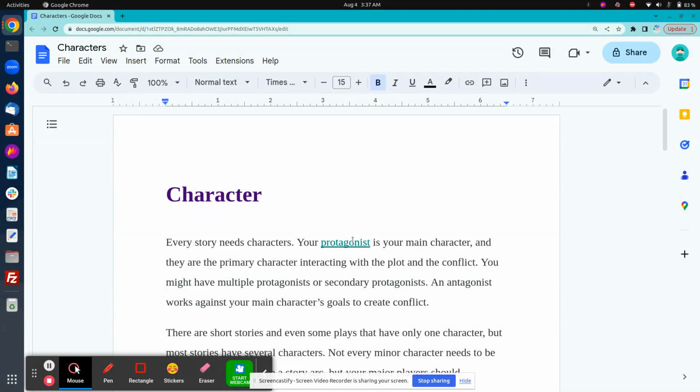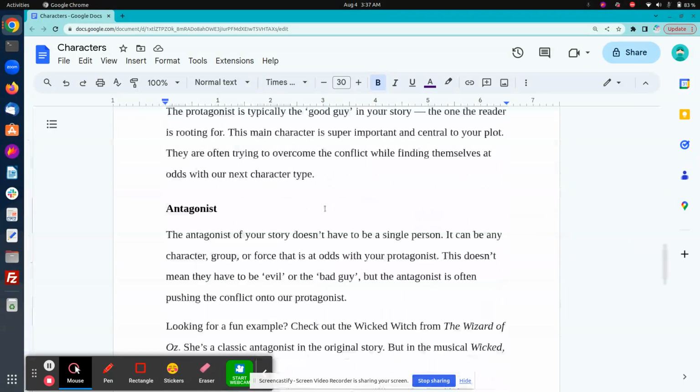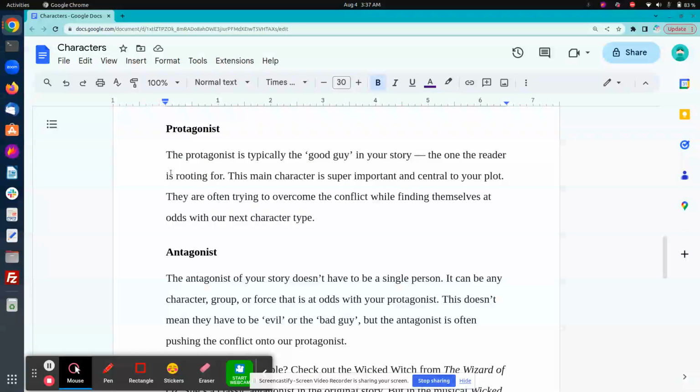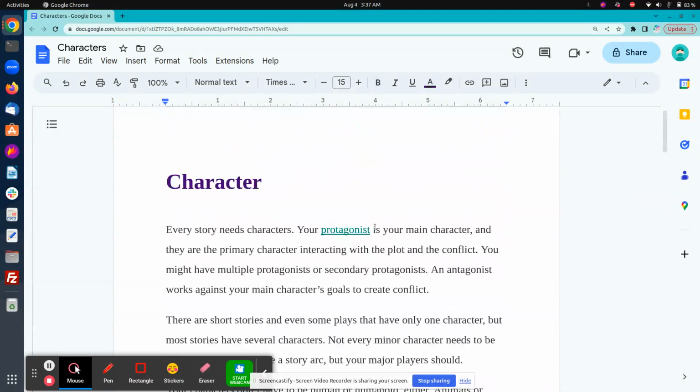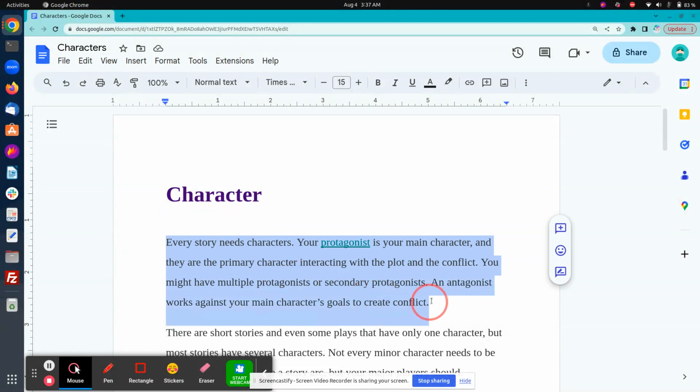So what we're going to study, we're going to look at what is character exactly, and we're going to only focus on the two main or two crucial types of the character, the protagonist and the antagonist. All right, so let's get started. Every story needs character. Your protagonist is the main character, and they are the primary character interacting with the plot and the conflict. If you're confused about the plot and conflict, I'm going to add the link of both of these videos.